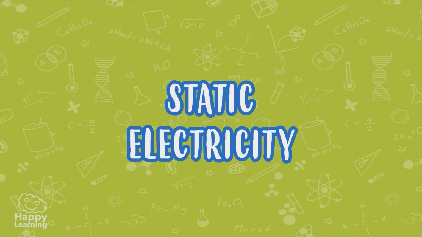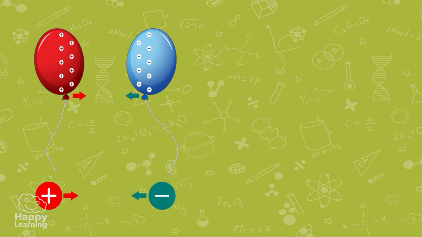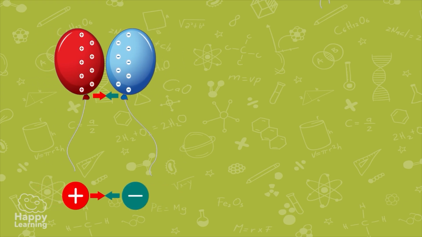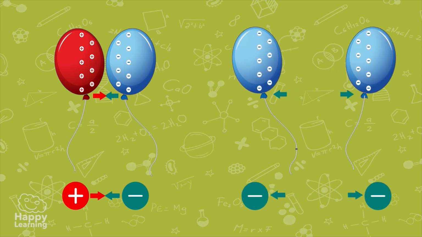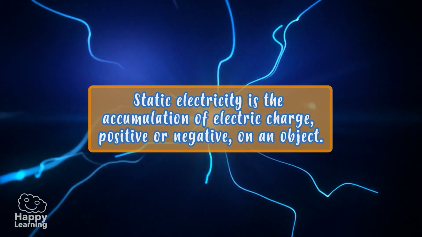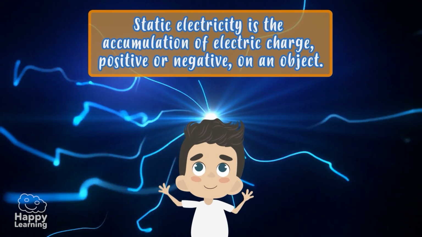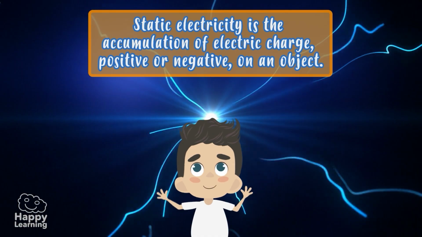Static electricity works just like a magnet. Objects charged with different electric charges attract each other. And on the other hand, objects charged with the same electric charge repel each other. Remember that static electricity is the accumulation of electric charge, positive or negative, on an object.